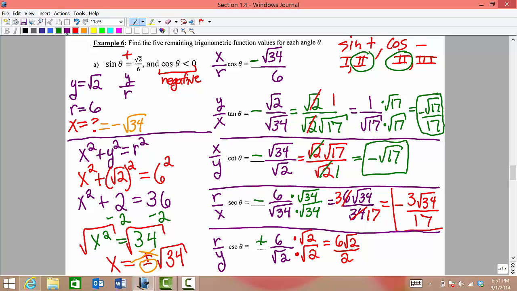We end up with 6 times the square root of 2 all over 2. And once again, 2 and 6 have a common factor. 2 goes into 2 once, 2 goes into 6 3 times, so we end up with a positive 3 times the square root of 2. So we have found our cosine value, our tangent value, cotangent value, secant value, and our cosecant value. You want to make sure that you're careful to simplify and rationalize your fractions.